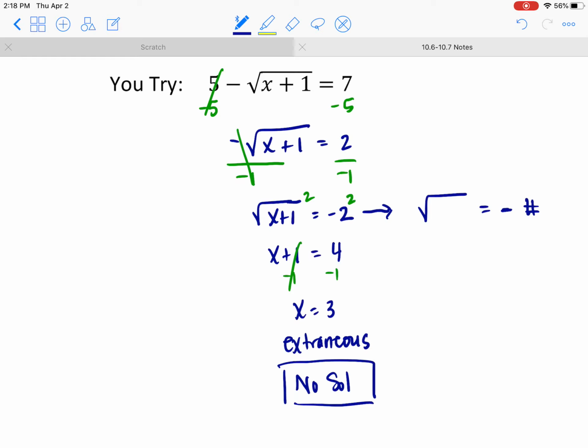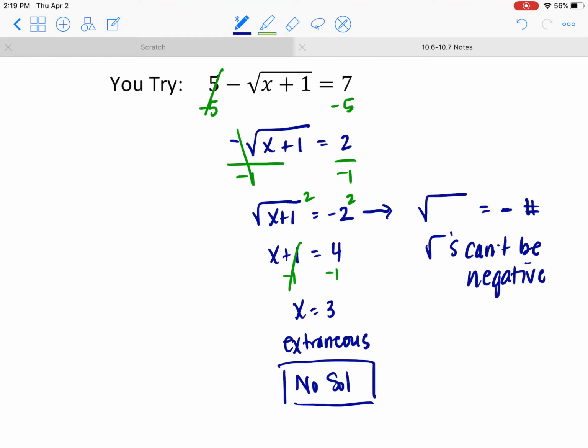If you have the square root of something equal to a negative, can you ever square root something and get a negative result? This is what I showed you a few minutes ago on the scratch paper. There's no way that can happen. So at this point right here where my square root's all by itself equal to a negative 2, I know this isn't going to have an answer. So if I saw that, I would stop because I know the answer I get is going to be extraneous.